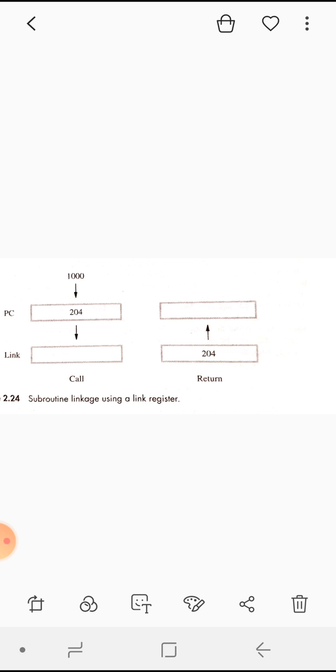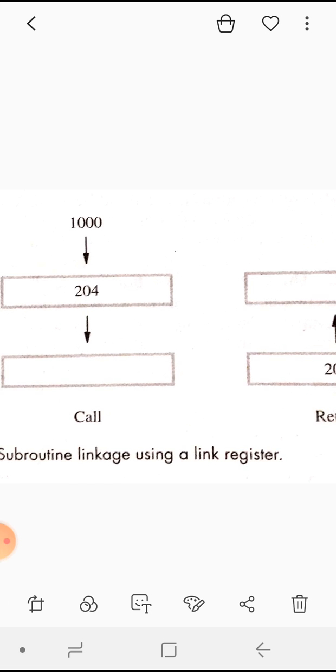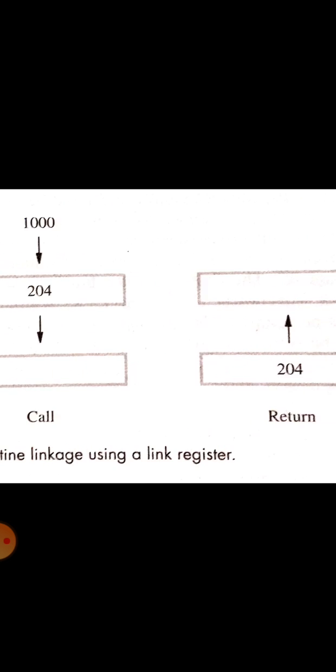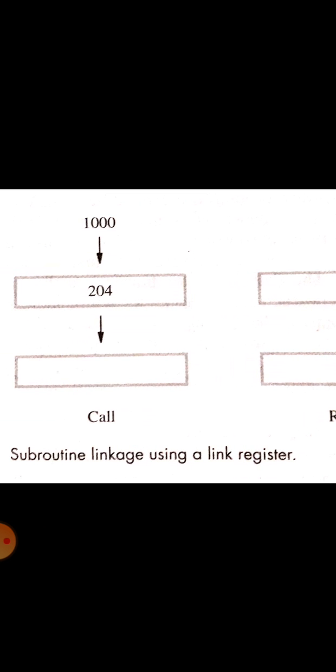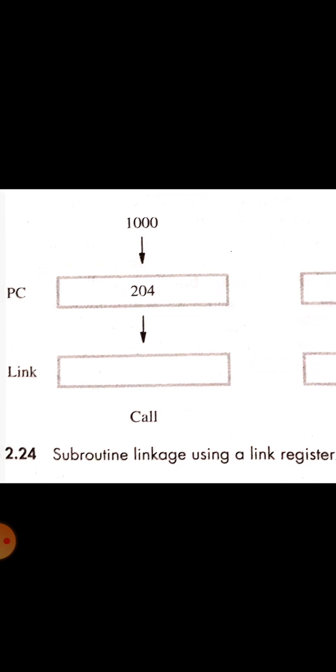The call instruction is a special branch instruction which will first store the contents of the PC in the link register, then branch to the target address specified by the instruction. Whereas the return instruction is also a special branch instruction which will branch to the address contained in the link register. The link register holds the value from where we have to resume our execution. In this case, we have taken 204. So the call instruction stores the contents of PC in the link register and branches to the target address specified by the instruction.